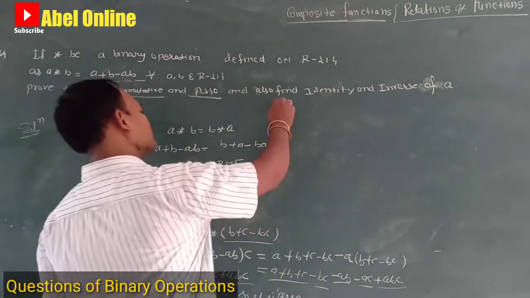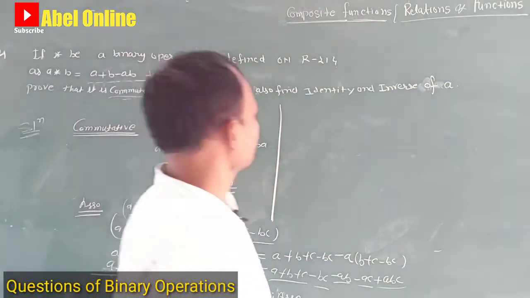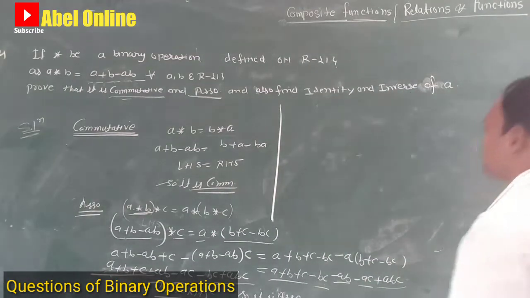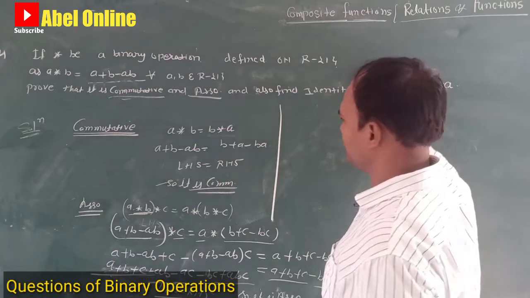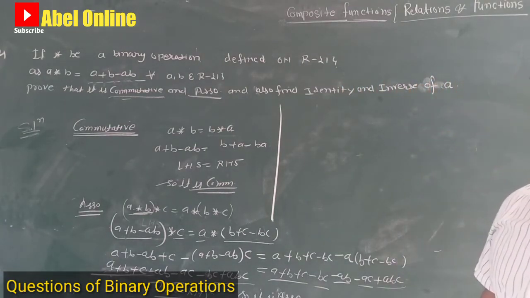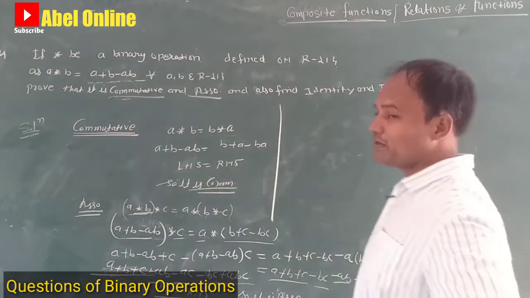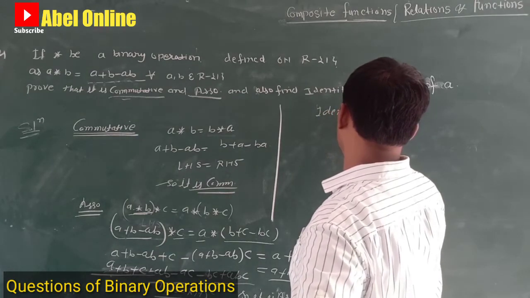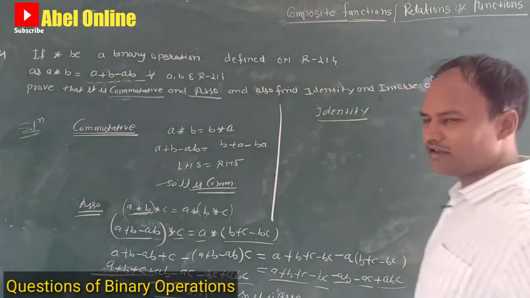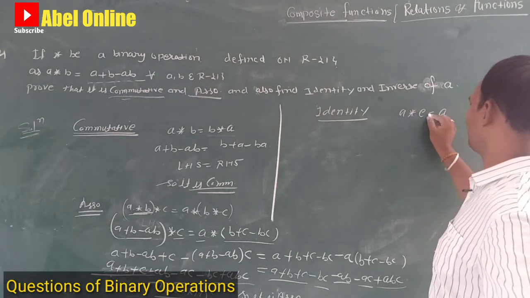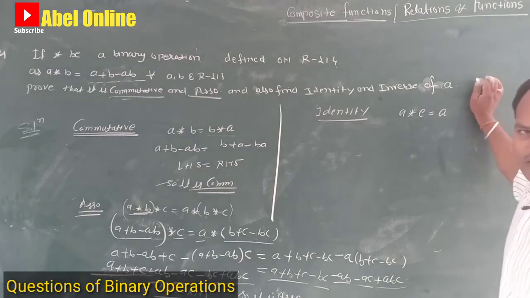Now comes an important part of the discussion, that is identity element and inverse element. So students, what is the identity element? When we are talking about the identity, we can say that A star E equals A. Am I right? A star E equals A.